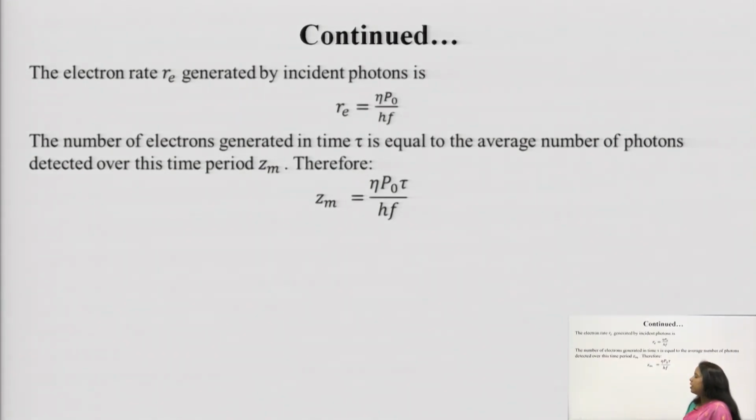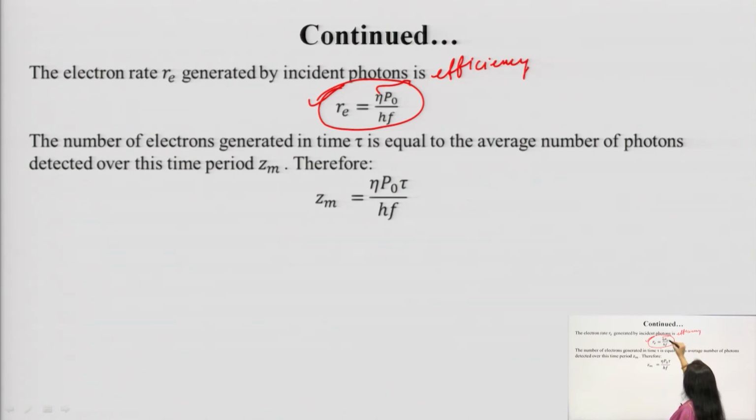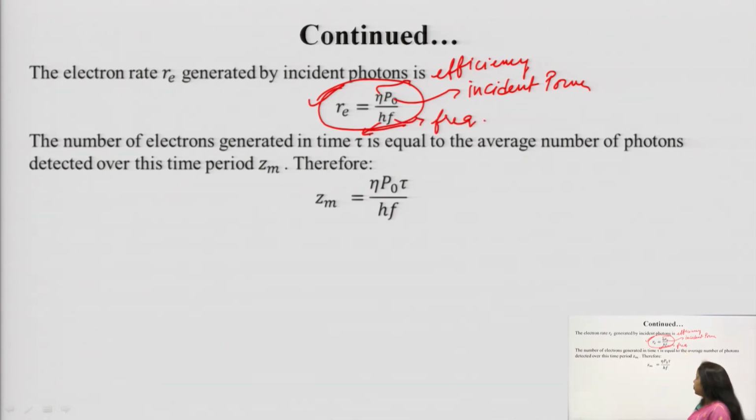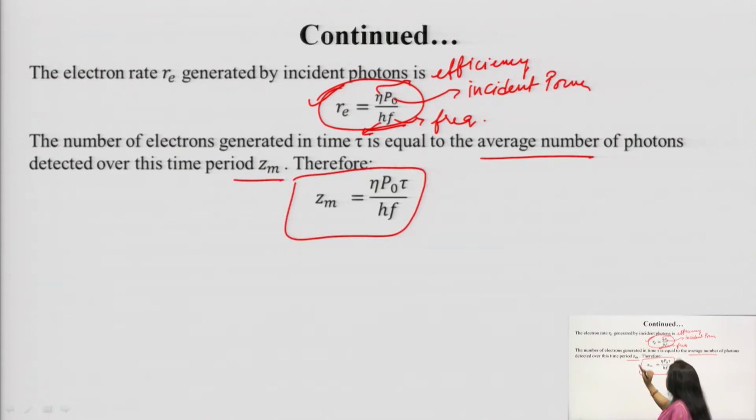Now if we want the value of Zm, first of all the electron rate generated by the incident photons is given by, and we already have knowledge of this, R equals efficiency times incident power divided by h times f, where h is the constant and f is our frequency. So the number of electrons generated in a time tau is equal to the average number of photons detected over this time period, Zm. This is the rate of electrons generated by incident photons. When we multiply it with tau, we get the number of electrons generated in a time tau, and that is our Zm. So now we are getting the value of Zm here.